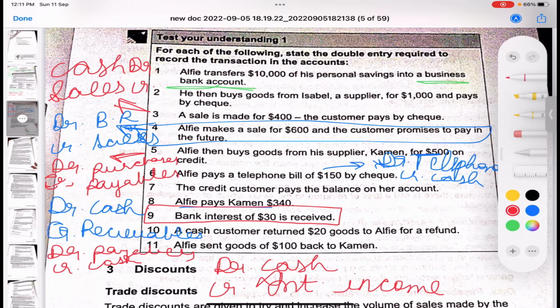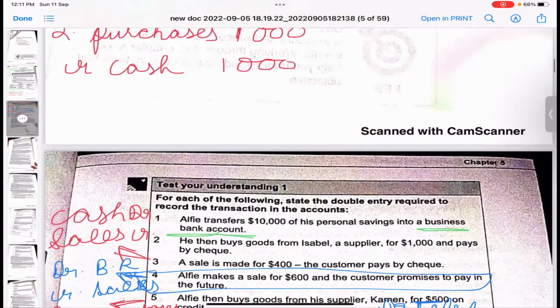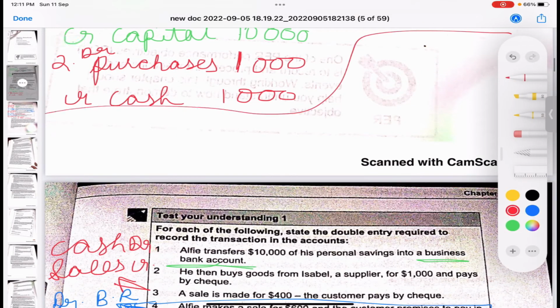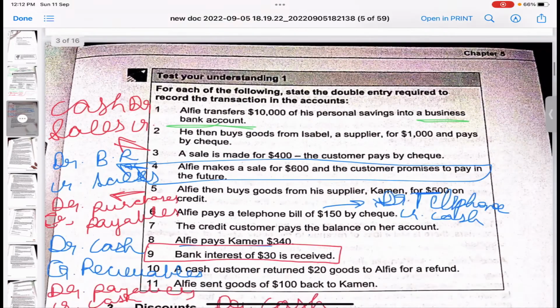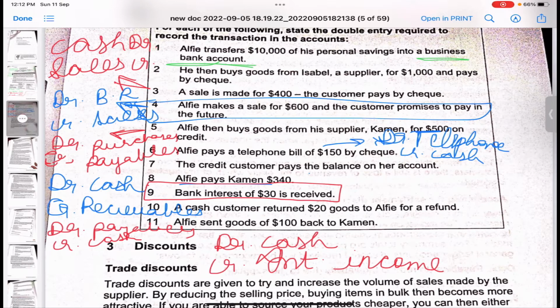Next, a cash customer returned $20 goods to Alfie for a refund. So a person came for a refund, which means he returned the things which he had bought for cash, not credit. Why? Because it's given in the question. So we have already done the journal entry of sales. Initially, it was cash account debit to sales, sales gets credited, right? Now it gets reversed. Sales returns account gets debited and cash gets credited.